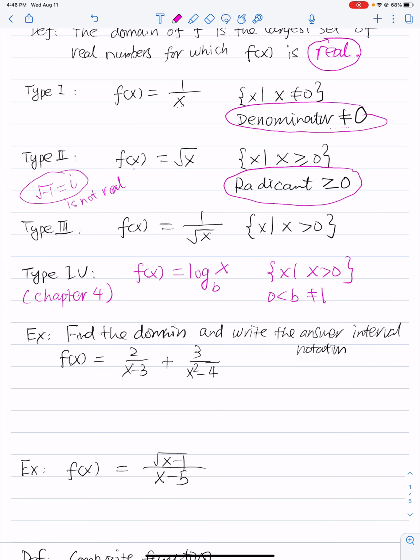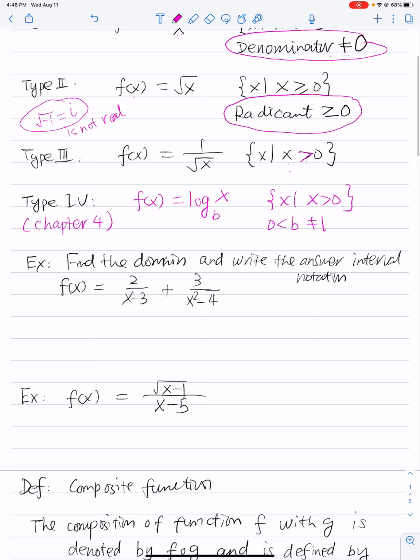Type 3 is the combination of type 1 and 2. It's 1 over the square root of x. So you have rational combined with radical functions. What do we have here? The radicand has to be bigger than or equal to 0, and because it's on the denominator, it cannot be equal to 0. So x is strictly bigger than 0. Type 4 is called the logarithm function. The domain for the logarithm function: x is bigger than 0, and here b can be bigger than 0 but cannot be equal to 1.